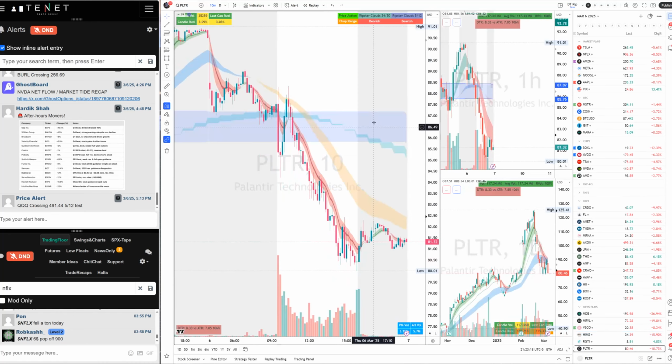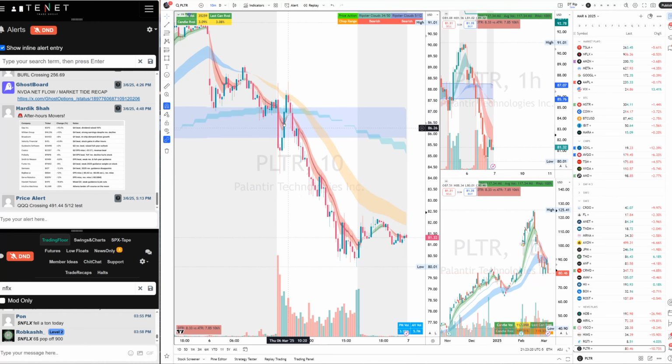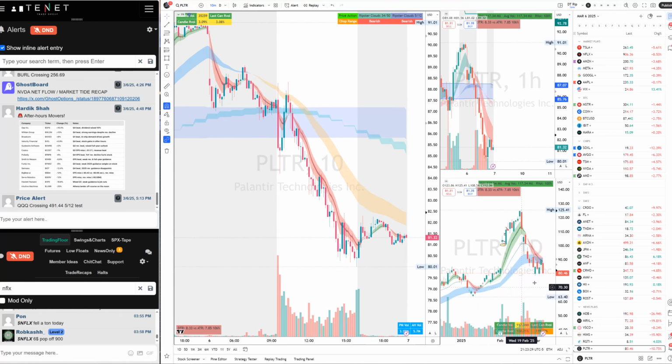PLTR was a nice short as well. Community, you see the power of MTF Clouds. There's no long. This is a C minus long. And when the market tanked big time, all these names take a bigger hit. Now, bear flagging on the daily chart.